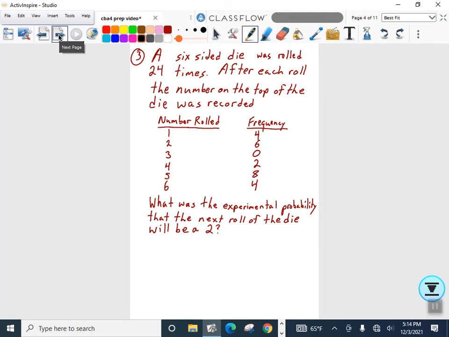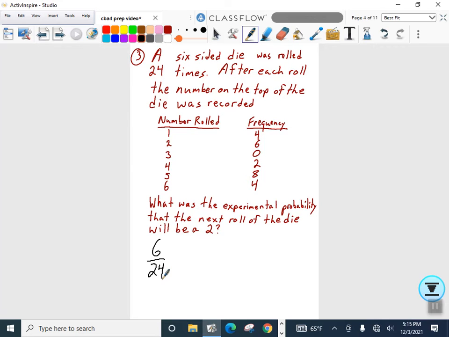Number 3, a 6-sided die was rolled 24 times. After each roll, the number on top was recorded. And so, in this hypothetical example, turns out that 3 showed up 0 times. That's just kind of an odd way that this thing worked out. What we want to know is, what was the experimental probability that the next roll of the die will be a 2? Well, out of 24, how many were 2? 6. So 6 out of 24.